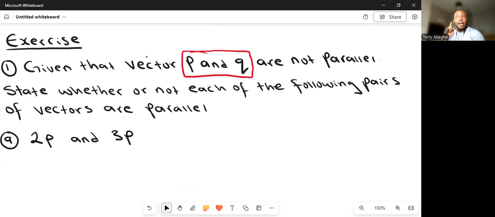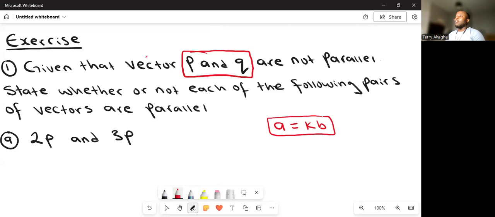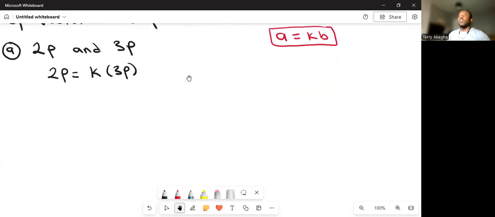2p and 3p. So remember I told you, just a quick reminder, if two vectors are parallel, it's going to be in the form of A is equal to KB. So if, for instance, vector A and B are parallel, there will be a scalar quantity between both of them. So let us check. Would there be a scalar quantity between these two? So we're going to have 2p equal to K, the scalar quantity, times 3p. Are you seeing it? So we're going to look for K now. So we now divide both sides by what? 3p.